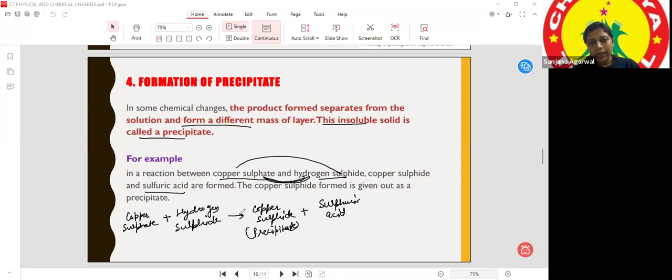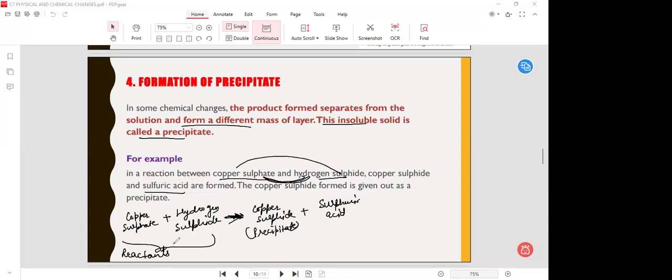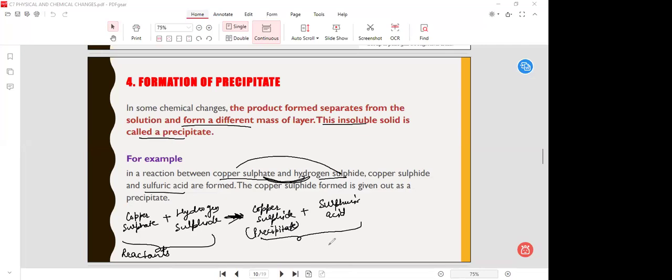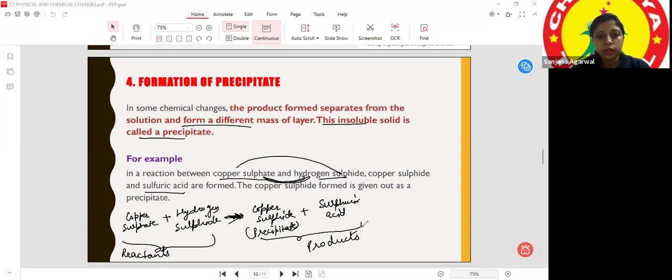And let me tell you one thing: in any reaction, the elements or compounds which are combining to undergo a reaction, anything written on the left side of this arrow sign, are known as, any idea? Reactants. And any elements or compounds that we have got after the reaction are called products. So write down the definition and example.